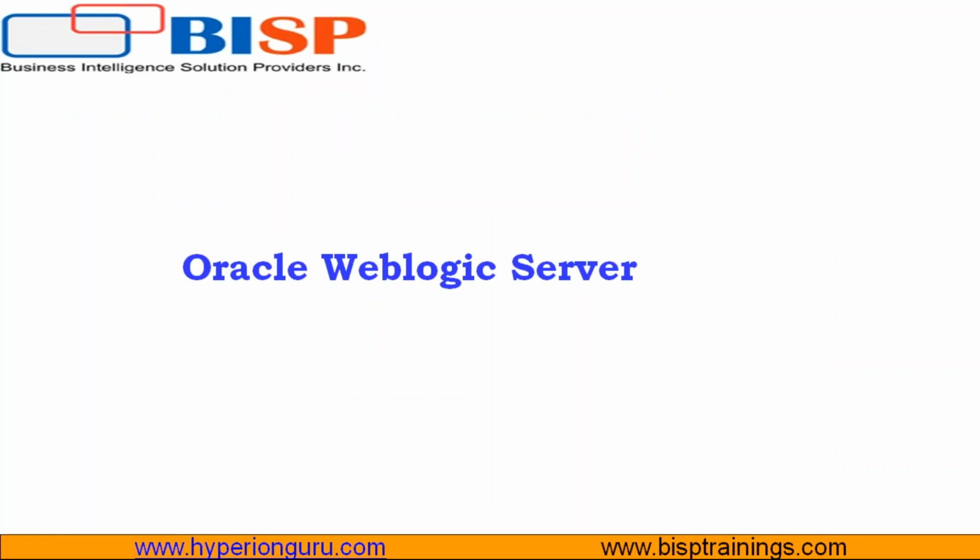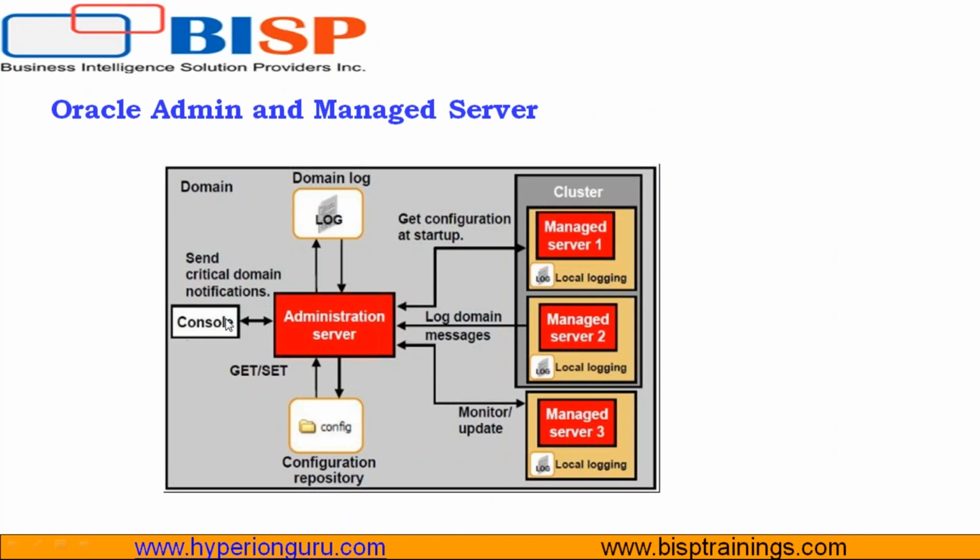Okay, so Oracle WebLogic Server. Right, so this is how it looks. It's a typical example where you have a console. Using this console, you control your administration server. Your administration server is nothing but the one which controls the whole environment, the whole domain. And everything is being logged into your domain log.